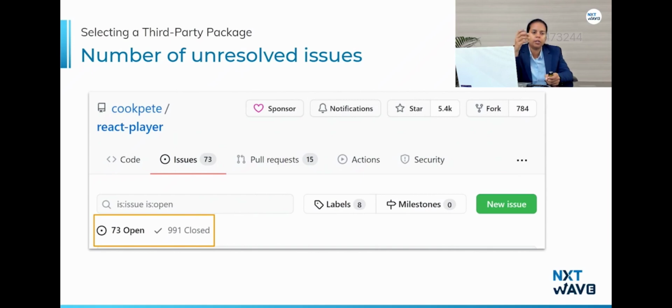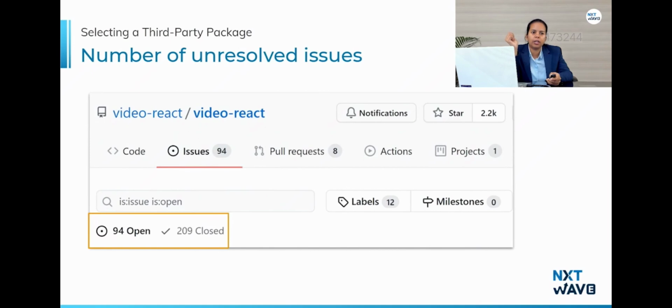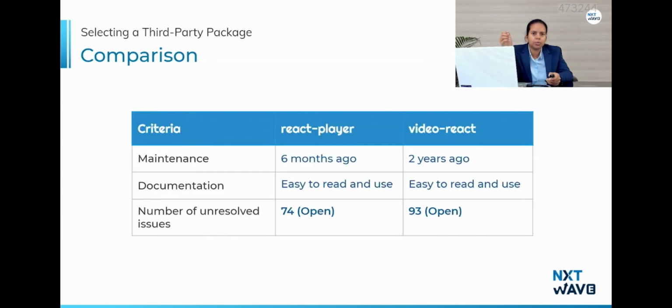So in case of React Player, you can see that it is 73, and in case of Video React, it is 94. So it's clearly evident that the number of unresolved issues is 93 in case of Video React and 74 in case of React Player. So the number of unresolved issues in case of Video React is more. There are more issues that haven't been resolved, and people are still facing issues with that, right? So regarding the number of unresolved issues also, React Player is a better option.